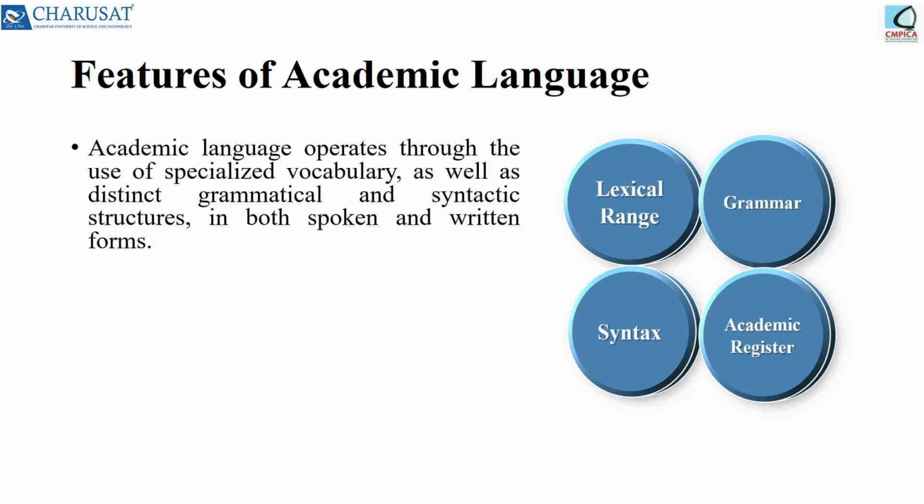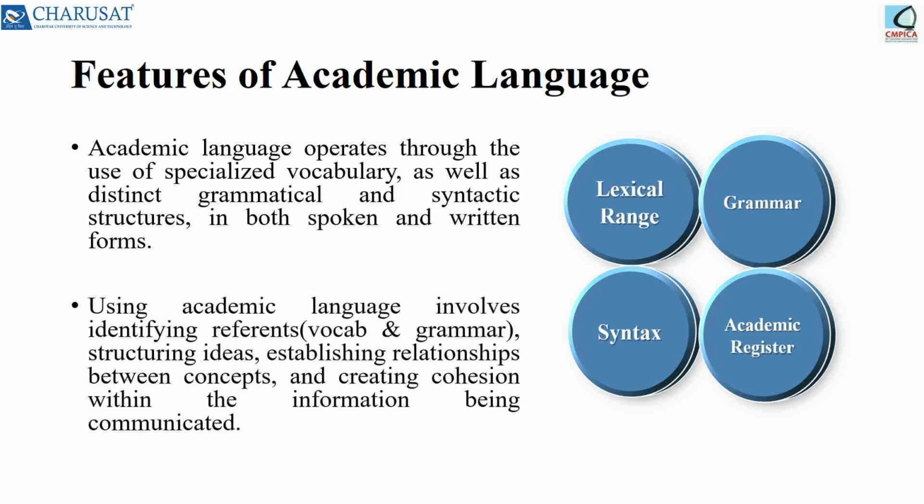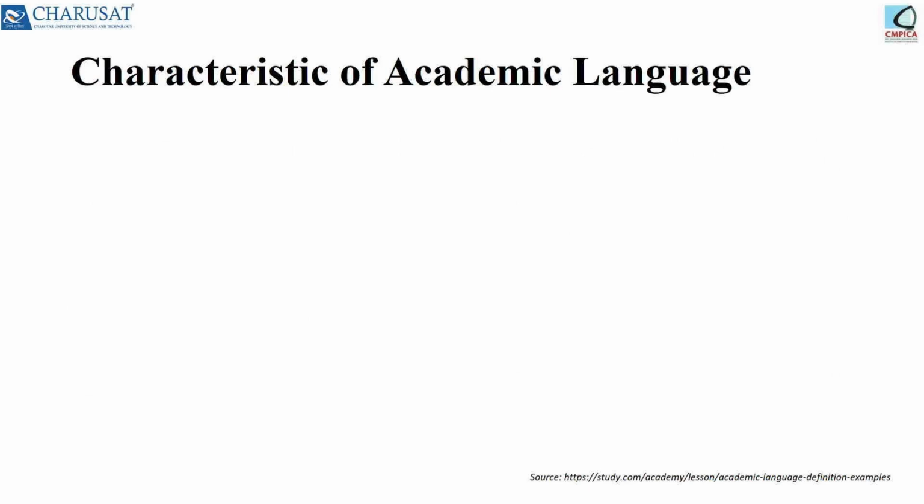Academic language operates through the use of specialized vocabulary as well as distinct grammar and syntactic structures, in either spoken or written form. Using academic language involves identifying reference, vocabulary, and grammar between the concepts that are there and creating cohesion. Cohesion is making complete sense, right? One after the other, when you read or when you say things, it should make complete sense whenever the information is being communicated. So these are the features of academic language.